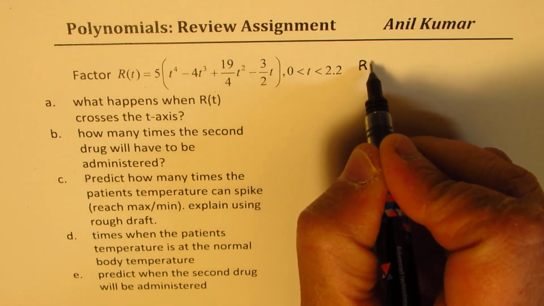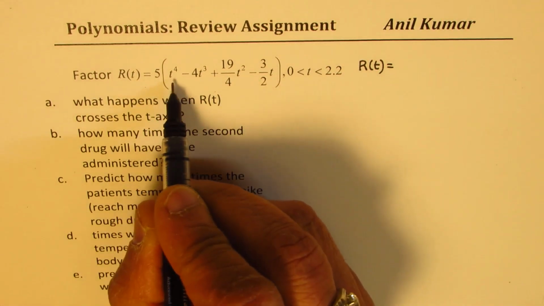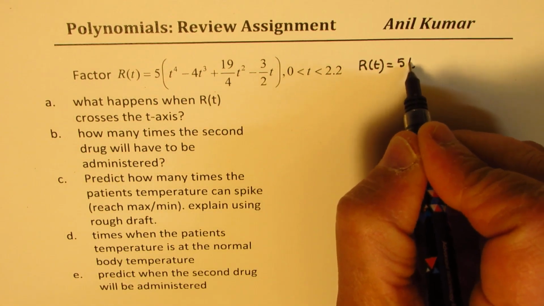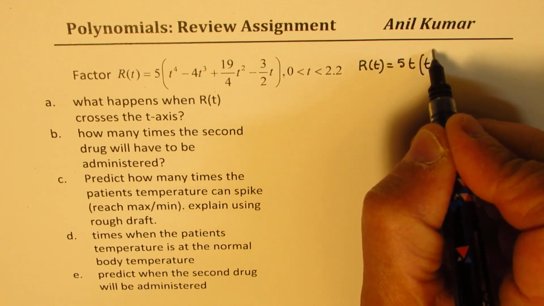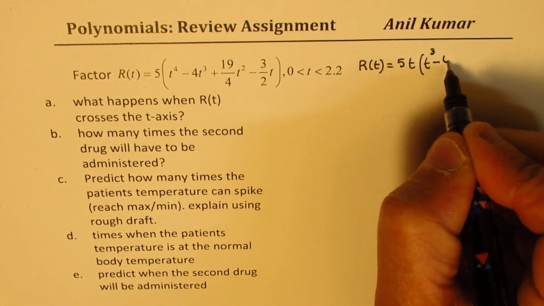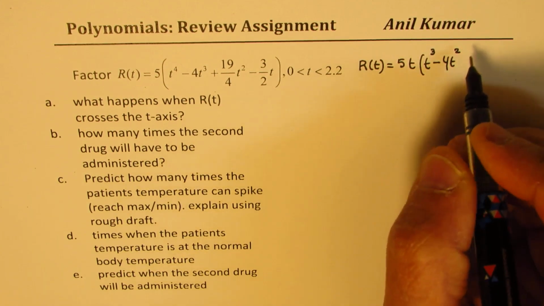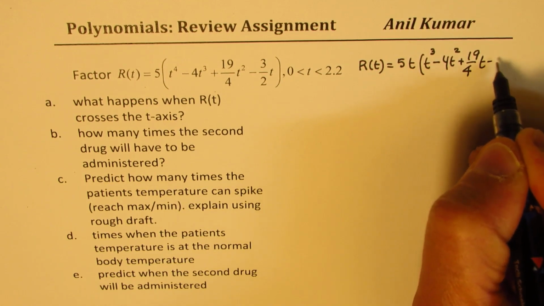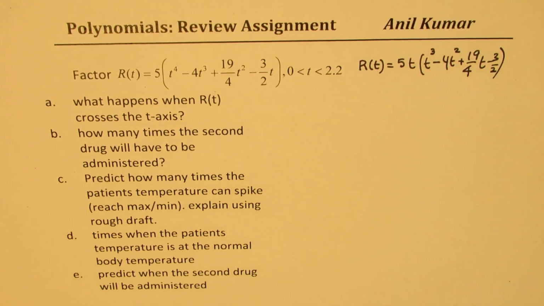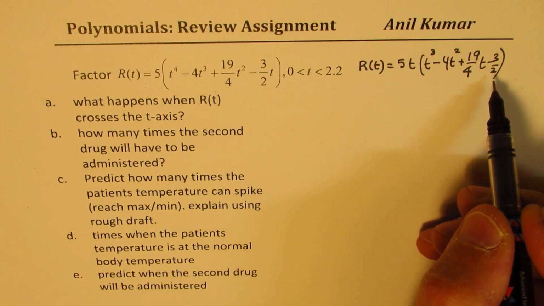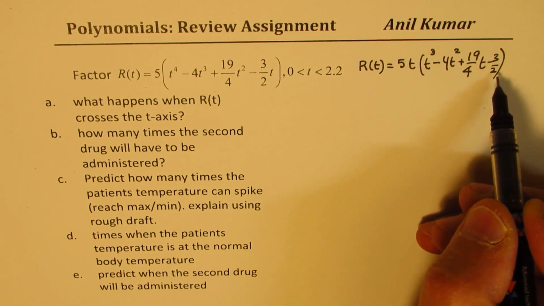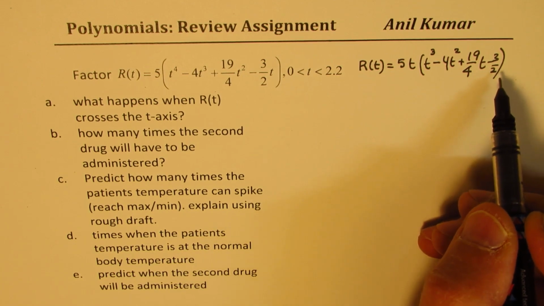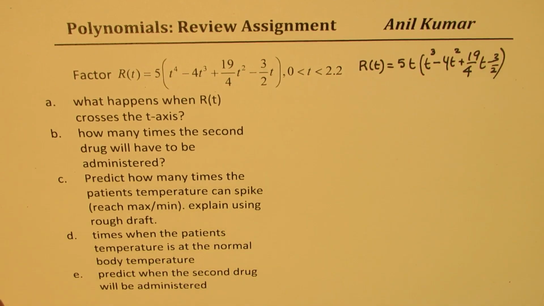So let me rewrite this equation as r of t equals, we'll factor out t first, so we have 5 times t, and within the bracket we have t cubed minus 4t squared plus 19 over 4 t minus 3 over 2. So that becomes the equation. Now to factor this, what we see is the constant is 3 over 2. So what could be the possible factors? We need to check that out.